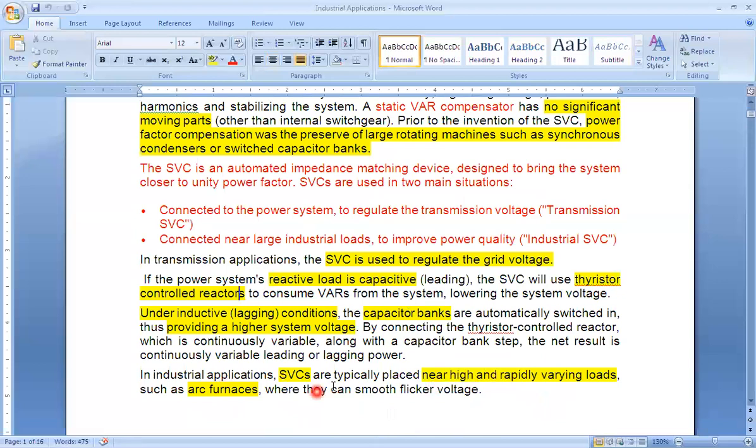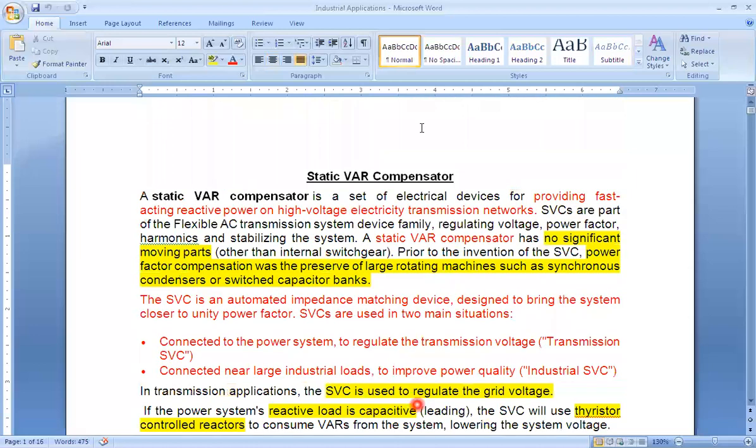So here typically we use it for rapidly varying loads such as an arc furnace, where it can smooth the flicker voltage. Where the load demand is very high, the fluctuation of the voltage may be high. So to maintain a constant voltage, we generally use this SVC system in arc furnace type industrial applications. So this is all about the static VAR compensator.